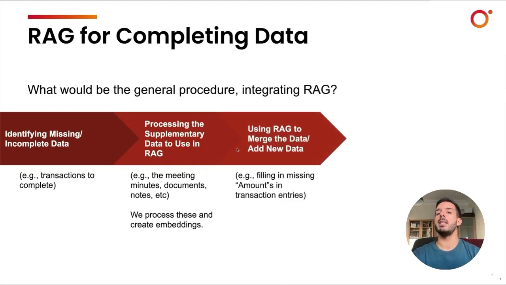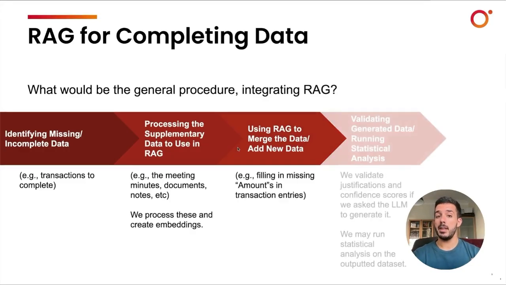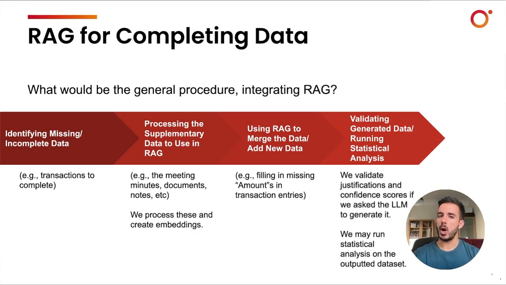Then we generate the missing values themselves using the LLM, right? We fill in the missing amounts in transaction entries. So include our prompt, the dataset, and then RAG is going to take care of including the most relevant piece of these supplementary documents. And then we validate the data in some way, optionally, or we run some sort of statistical analysis just to make sure that the LLM did its job well. So we may validate the justifications or the confidence scores that the LLM included if we have asked for these. And we may also run statistical analysis to find anomalies or glitches.